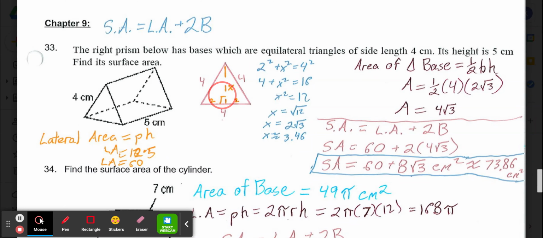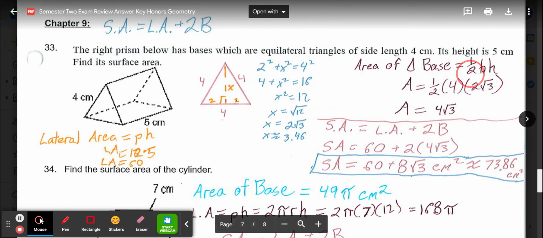So to find that height, we would think about the Pythagorean theorem. 2 squared plus x squared equals 4 squared. So the height of that triangle is the square root of 12, or 2 square roots of 3, approximately 3.46. So the area of each base would be 4 times 2 square roots of 3 times a half, which is 4 square roots of 3.